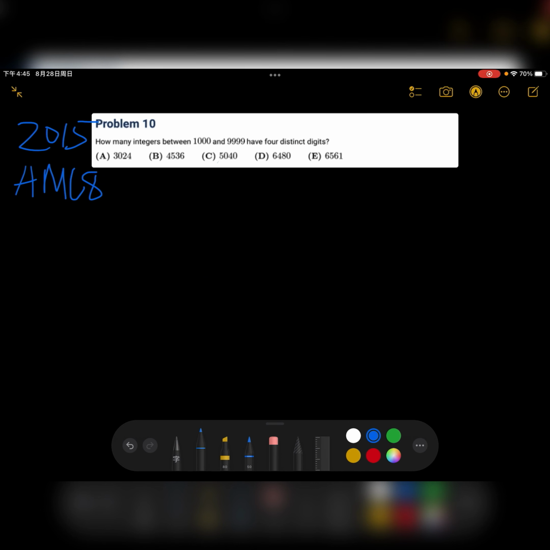Okay, so finally we are at our last question for today, problem 10. How many integers between 1,000 and 9,999 have 4 distinct digits? Okay, so we have our 4 digit places, and then we have numbers 0, 1, 2, 3, 4, 5, 6, all the way through 9, which is 10 digits. But obviously we cannot have 0 as the first digit since the smallest boundary is 1,000. And so we have 9 digits.